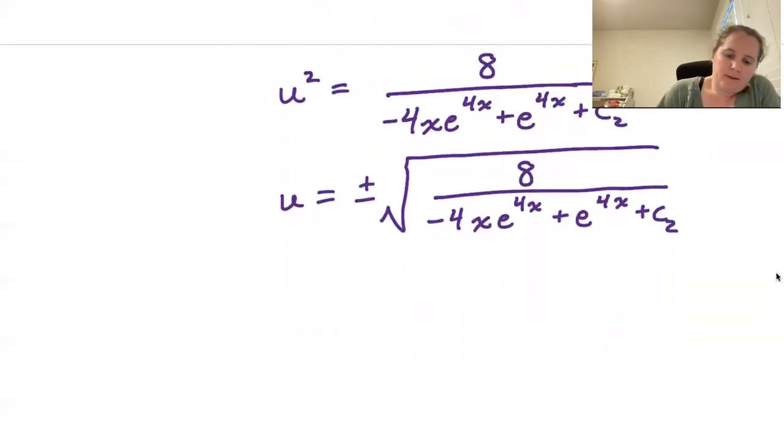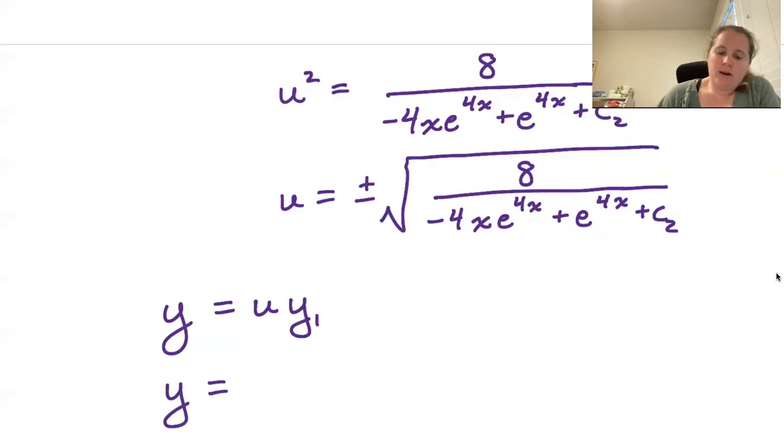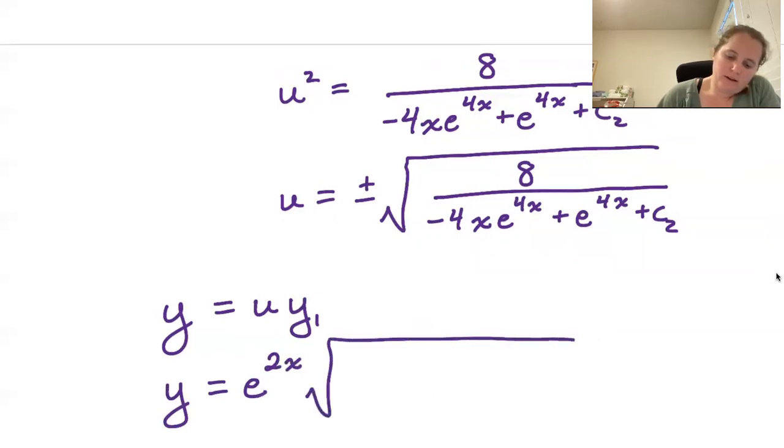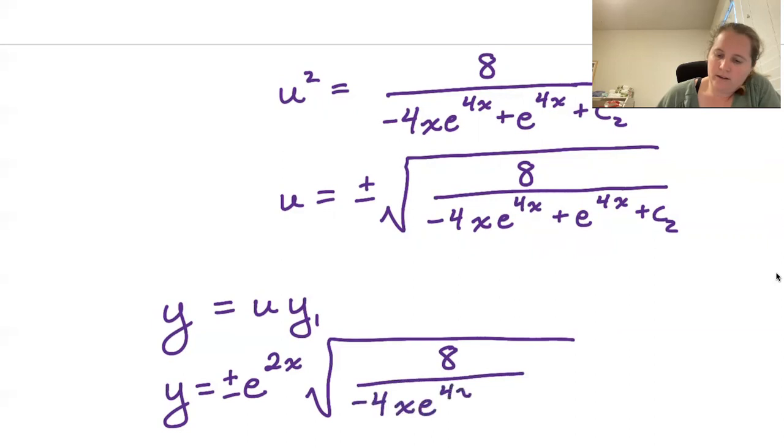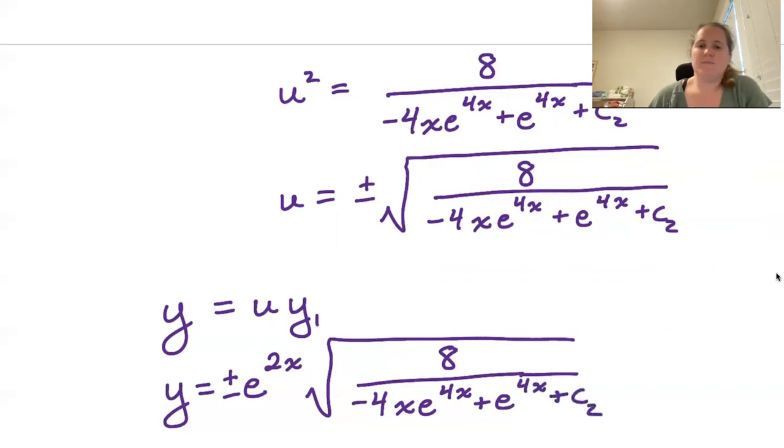At this point, we go back to the beginning. Our y was equal to u times y1. So y is equal to, our y1 was e to the 2x. And then we are multiplying that by that square root. And we will have a plus or minus out front. So y takes the form plus or minus e to the 2x times the square root of 8 over -4x e to the 4x plus e to the 4x plus c2.